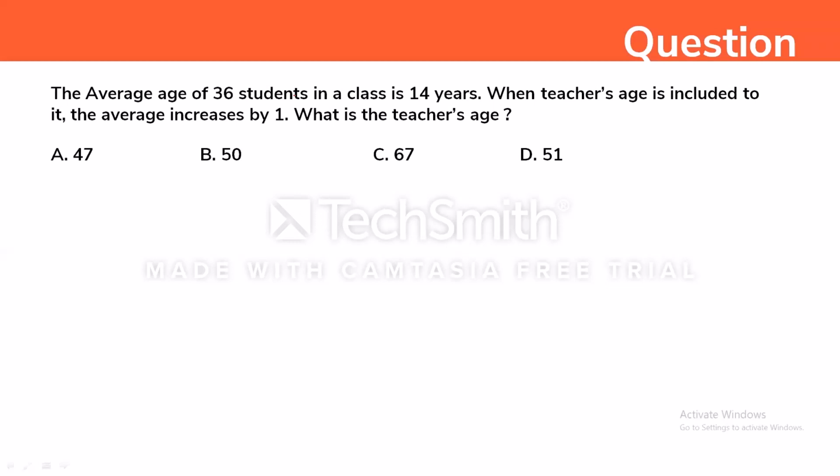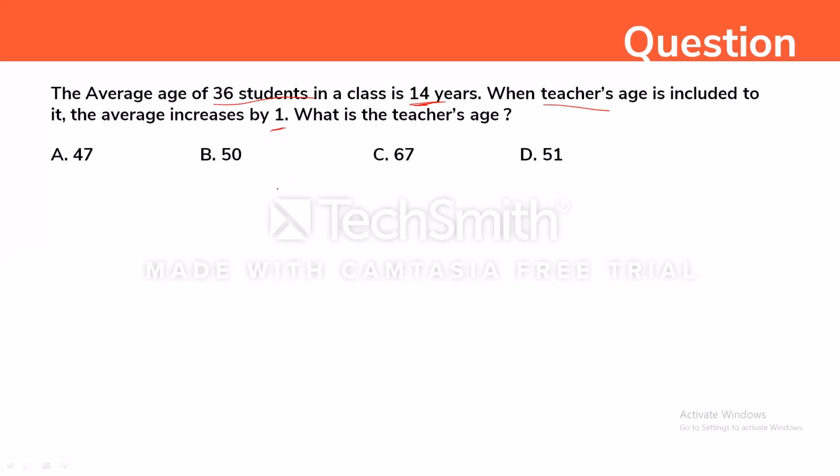The average of 36 students in a class is 14 years. When teacher's age is included, the average increases by 1. What is the teacher's age? Now, if you look at this question, they have given total 36 students and their average is 14 years. When one person is added, here the teacher is added to the class, the average is increased by 1. Previously, the average is 14 years, now it is 15 years. That's the meaning of this question, and I hope you understood.